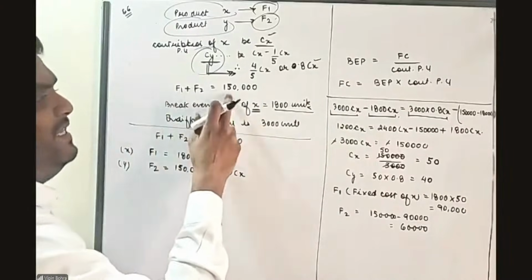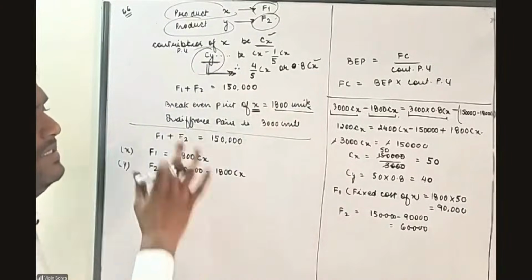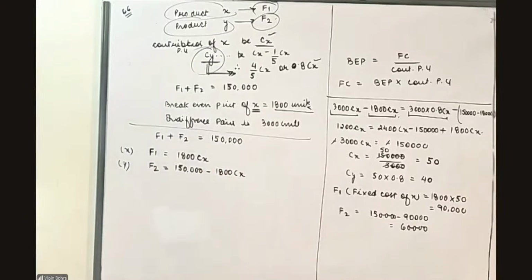Now F1 plus F2 is 1,50,000. The break-even point of X is given as 1800 units and the indifference point is given as 3000 units.